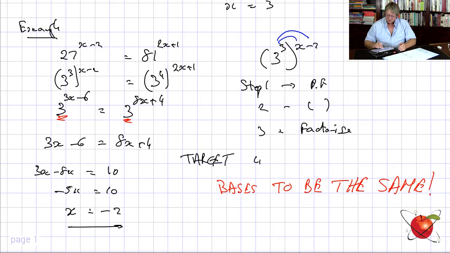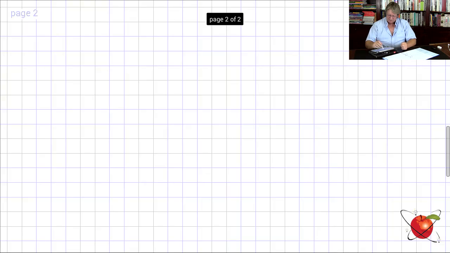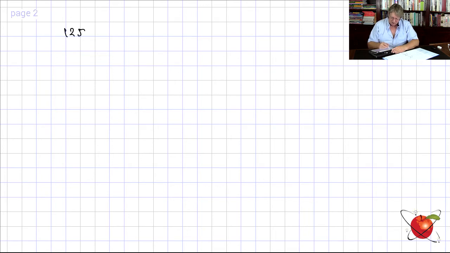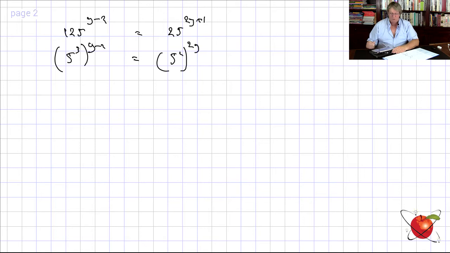Okay, let's just move along here. Add a page. Let's now have a look at another example. 125 to the power of y minus 2 is equal to 25 to the power of 2y plus 1. Okay, let's solve. Step 1, we need to prime factor. That's 5 to the power of 3, to the power of y minus 2, is equal to 5 to the power of 2, to the power of 2y plus 1. Next step, remove brackets.